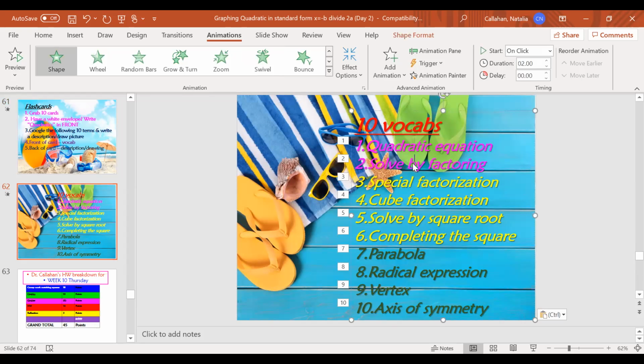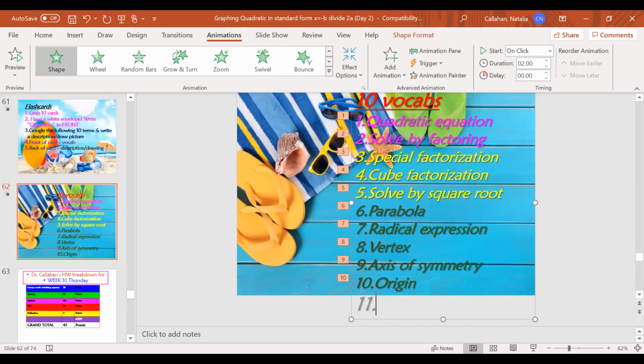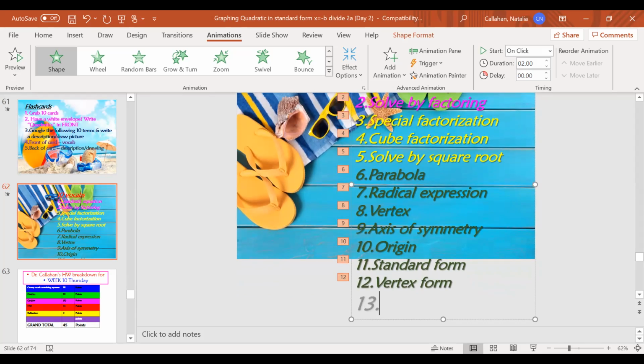And these are the words I want you guys to talk about. First one is quadratic equation. Second one is solve by factoring, special factorization, cube factorization, solve by square roots. And then we're going to talk about parabola, radical expression, vertex, axis of symmetry, origin, standard form, vertex form. And I think that's about it.